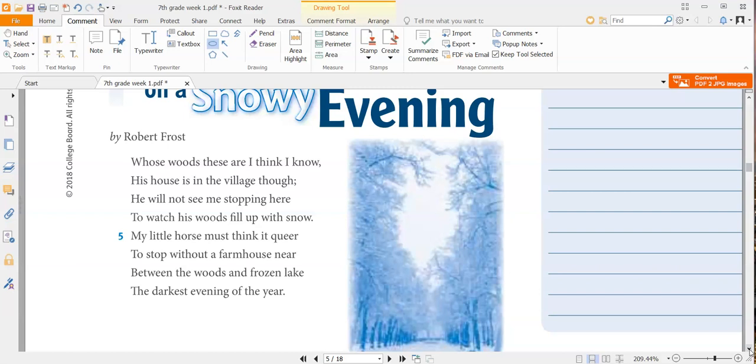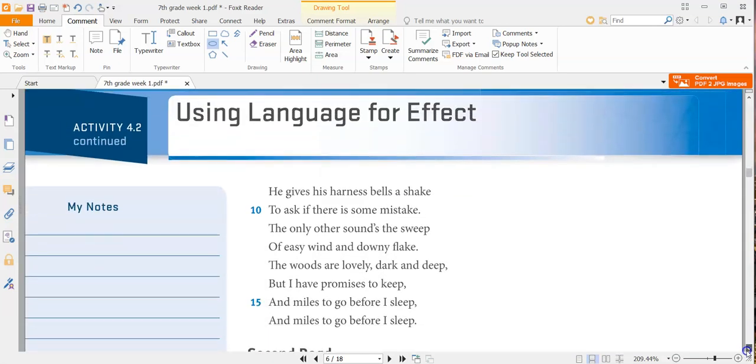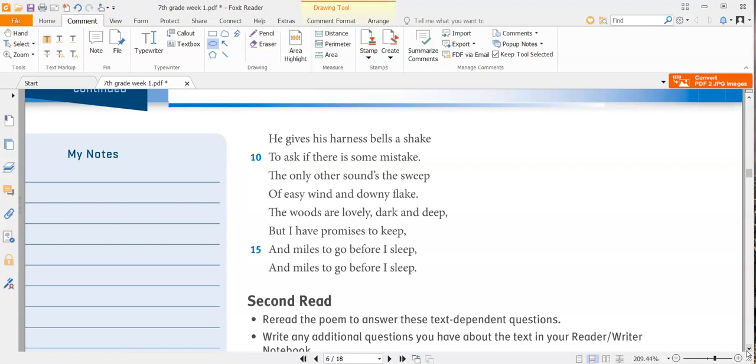Whose woods these are, I think I know. His house is in the village, though. He will not see me stopping here to watch his woods fill up with snow. My little horse must think it queer to stop without a farmhouse near, between the woods and frozen lake, darkest evening of the year. He gives his harness bells a shake to ask if there is some mistake. The only other sounds the sweep of easy wind and downy flake. The woods are lovely, dark and deep, but I have promises to keep, and miles to go before I sleep, and miles to go before I sleep.